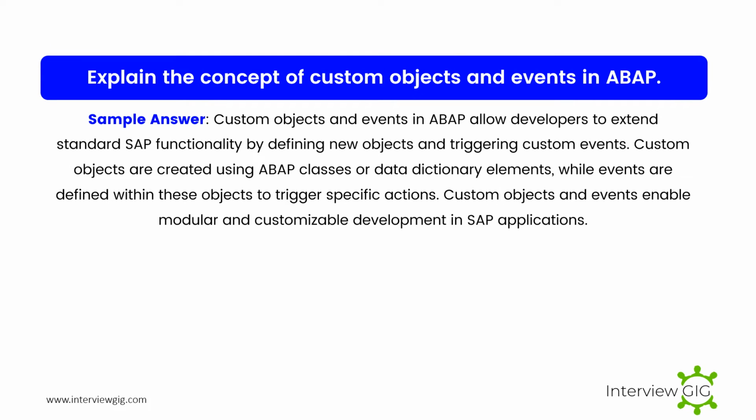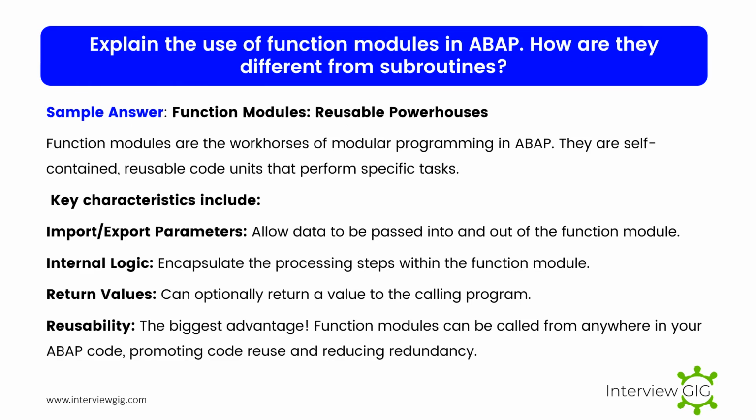Explain the concept of custom objects and events in ABAP. Custom objects and events in ABAP allow developers to extend standard SAP functionality by defining new objects and triggering custom events. Custom objects are created using ABAP classes or data dictionary elements, while events are defined within these objects to trigger specific actions. Custom objects and events enable modular and customizable development in SAP applications.